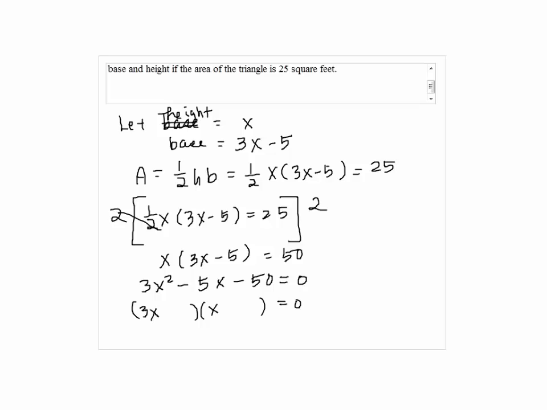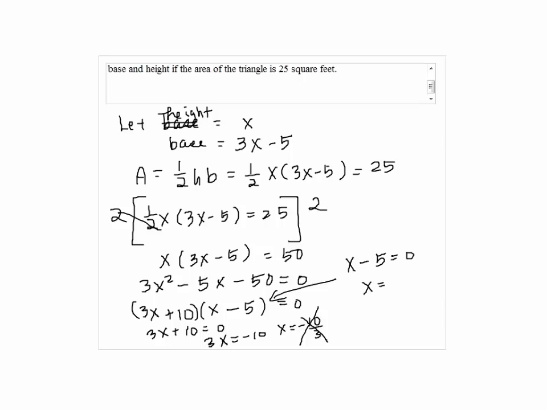And we can factor this as 3x plus 10 times x minus 5 equals 0. So 3x plus 10 equals 0. So 3x equals negative 10. So x equals negative 10/3. Now this cannot be the answer since the answer must be positive. So the other factor will give us x minus 5 equals 0, which will give us x equals 5 feet.